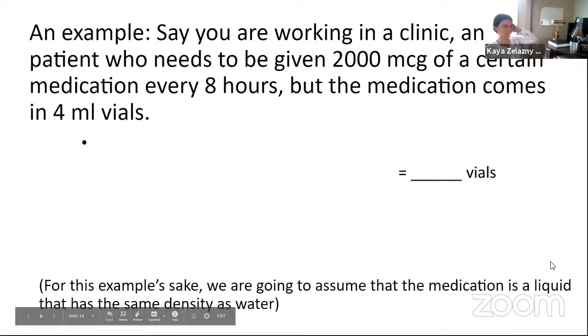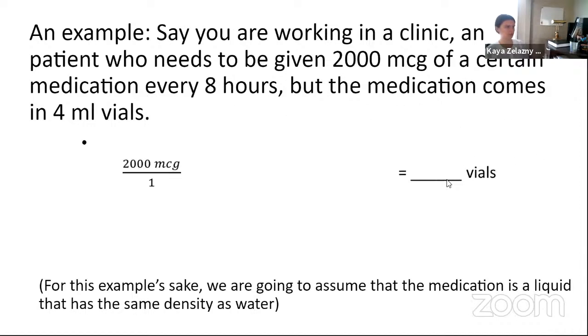So here we have a slightly more complicated problem that we could set up. Here we have another pretend patient. This one needs 2,000 micrograms of something every 8 hours, but our medication comes in 4 milliliter vials. So now we can see that we have a measurement of volume and a measurement of mass. So we know that we're going to have to use that relationship between volume and mass in order to come to an answer. For simplicity's sake, we're imagining that the medication is liquid and has the same density as water. We're not really going to mess with density in this class at all.